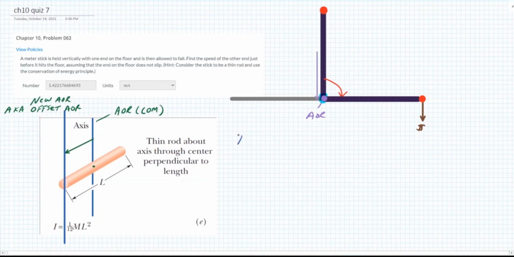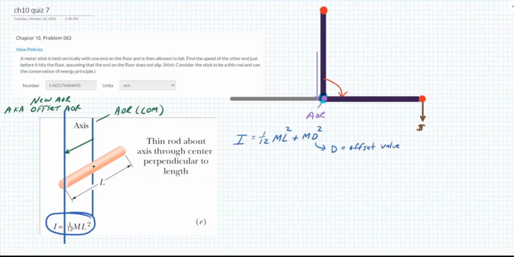For a rod, I equals 1/12 ml squared. You can see that right here. So do I have a rod? Yes, I have a rod. So it's 1/12 ml squared, but I have to add this offset term plus md squared, where d equals offset value. So this expression that you see right here is called the parallel axis theorem.